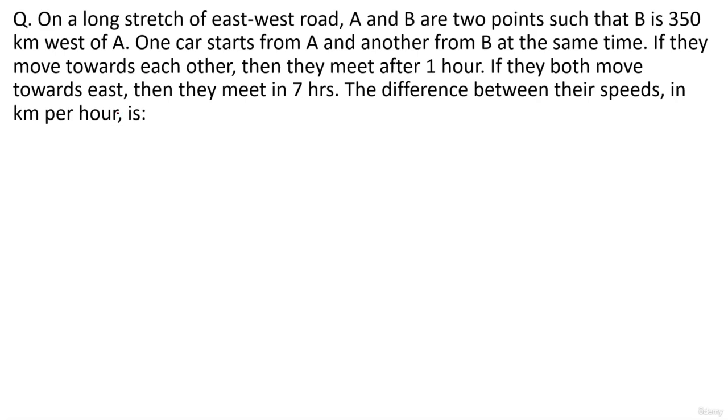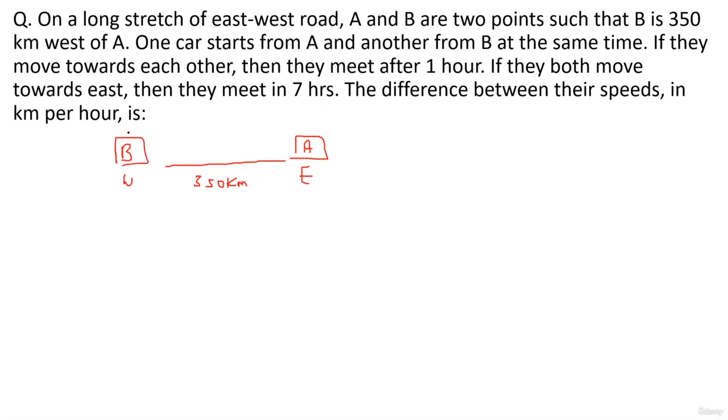Okay. So east west road का एक stretch दिया हुआ है. Okay, this is west and I think this is going to be east. Okay, A and B are 2 points such that B is 350 kilometers west of A. Okay, B is basically west of A होगा ना, तो basically ये A हो जाएगा and this will be B. Okay, one car starts from A and another from B at the same time.